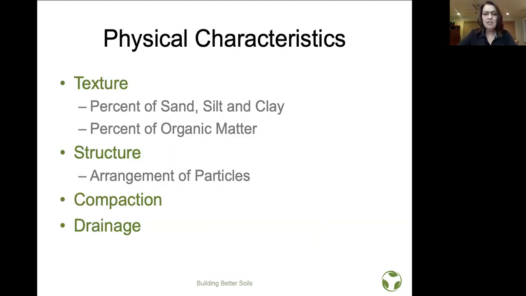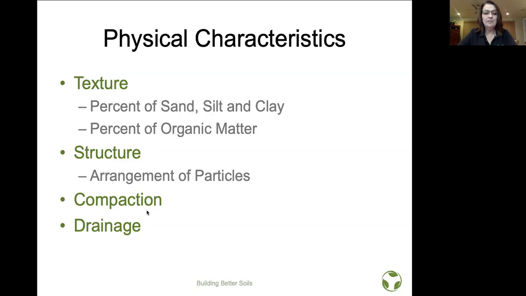So first I wanted to talk about some of the physical characteristics of soil. One of the physical characteristics of soil is texture, which is the percent of sand, silt, and clay. Texture can also be affected by the amount of organic matter in our soil. And really importantly is the structure of our soil, so that's the arrangement of the sand, silt, and clay in the soil.